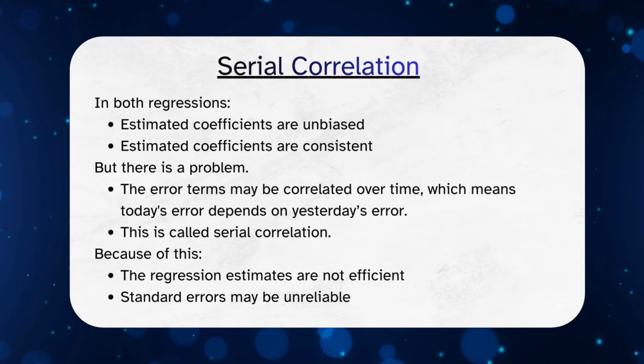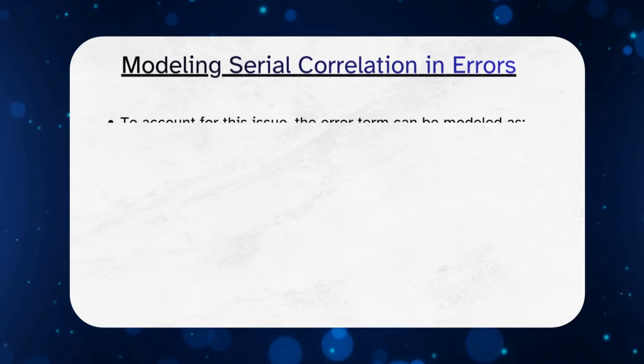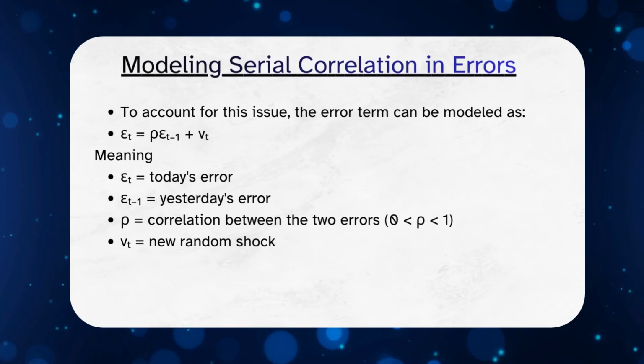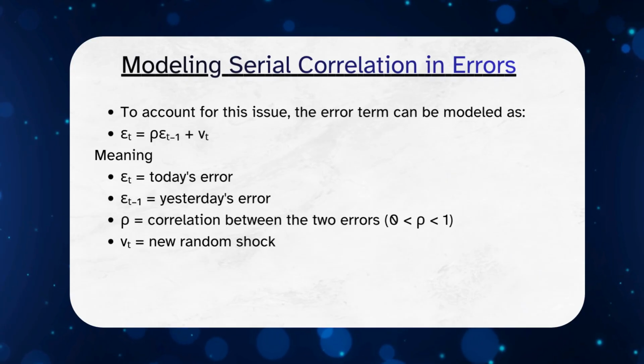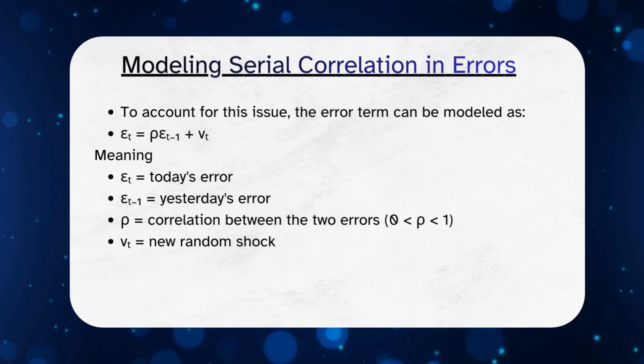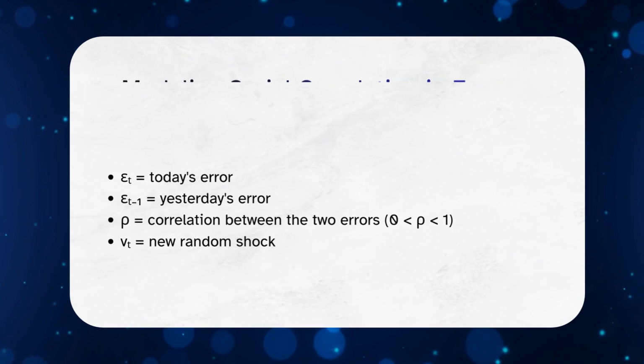To model this issue, the error term can be written as epsilon sub t equals rho epsilon sub t minus 1 plus v sub t. This means today's error is partly influenced by yesterday's error, plus a new random shock.